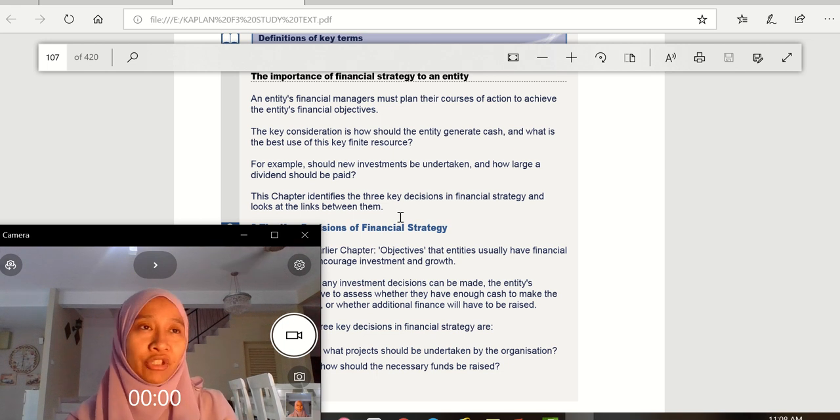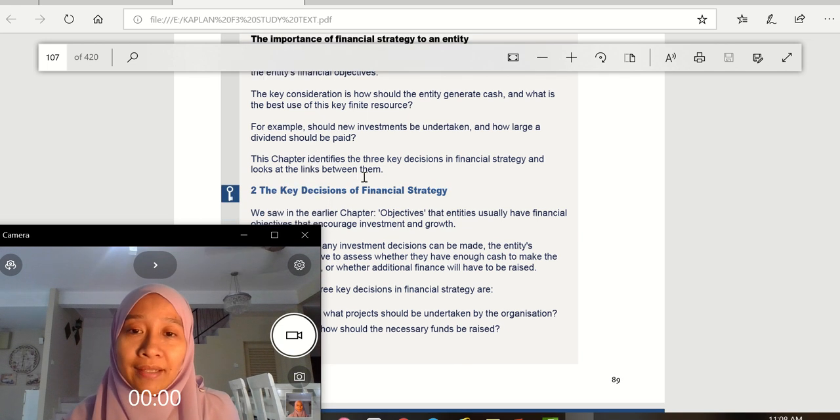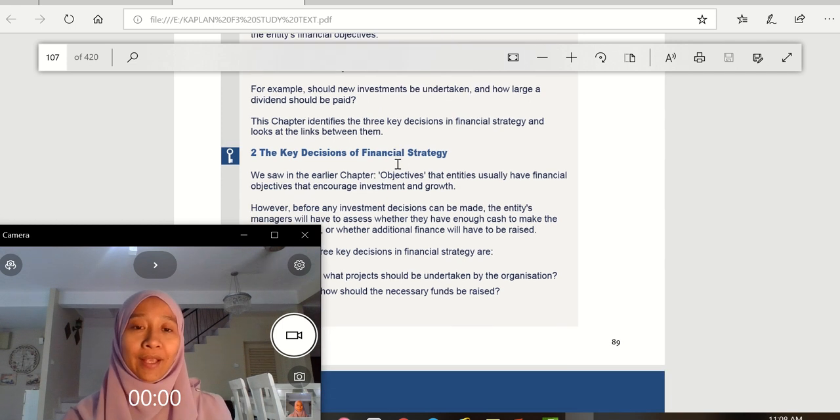You have to pay more attention to the dividend decision, because shareholders invest their money to get dividends. If you don't take care of the needs of your shareholders, just considering the running operations of the business, at the end of the day they will pull out the money and invest somewhere else. This is what you don't want. This chapter identifies three key decisions in financial strategy and looks at the link between them. This chapter is not enough when you want to know the link thoroughly.